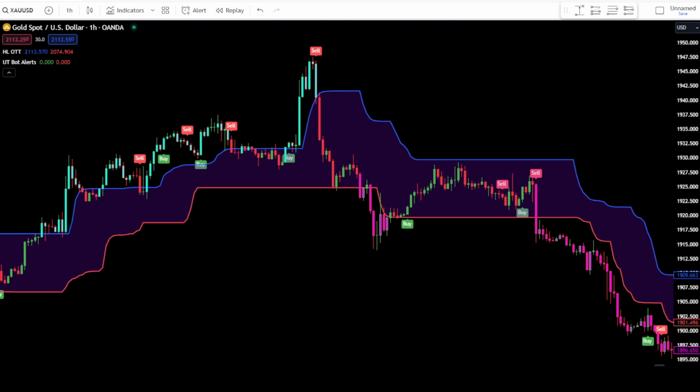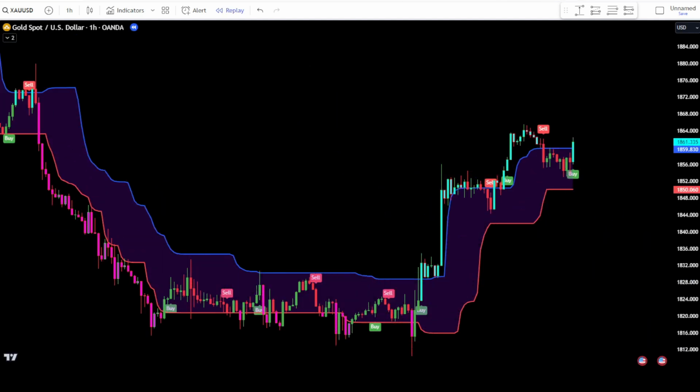As I mentioned earlier, we will discuss 2 ways of using this trading strategy. Let's discuss the first approach, breakout trading strategy using the High and Low Optimized Trend Tracker and UT Bot Alerts indicators. How to place a buy order.